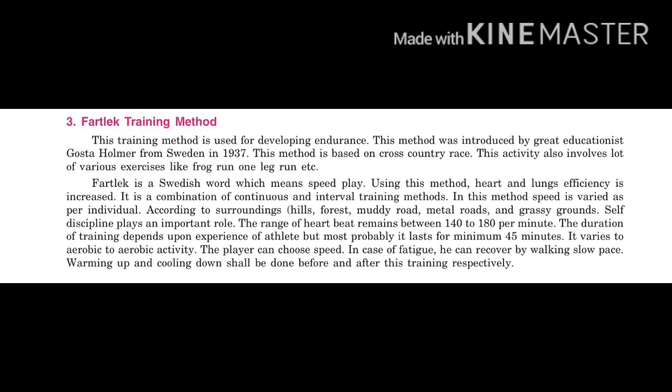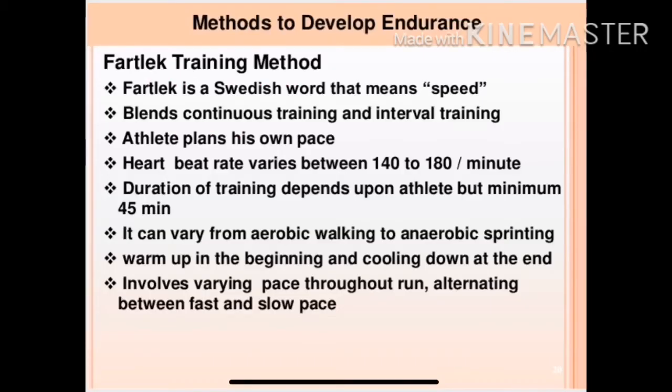The last training method to develop endurance is the fartlek training method. This training method is used for developing endurance. The word fartlek is a Swedish word that means speed, so the other name of the fartlek training method is speed play. It is a blend of the continuous training method and the interval training method. The athlete plans his own pace. Heartbeat rate varies between 140 and 180 per minute. Duration of training depends upon the athlete but is a minimum of 45 minutes.